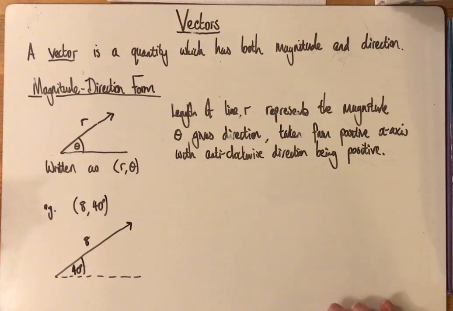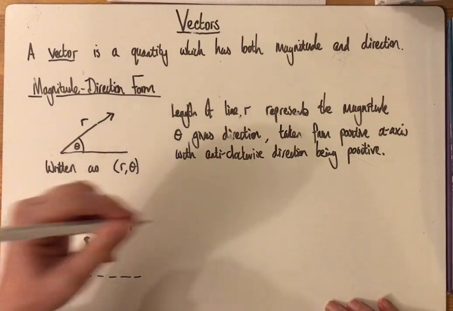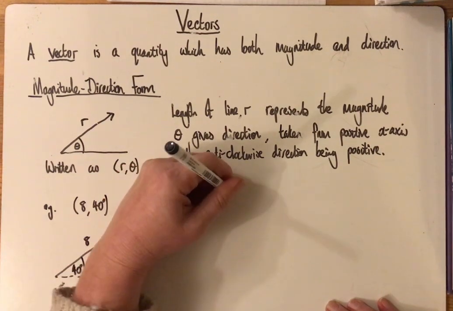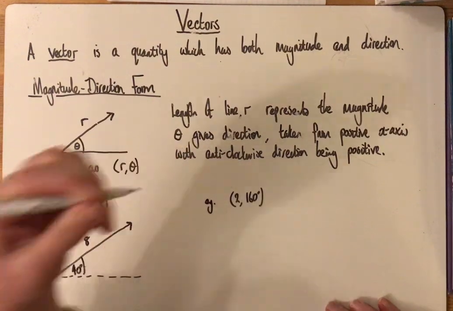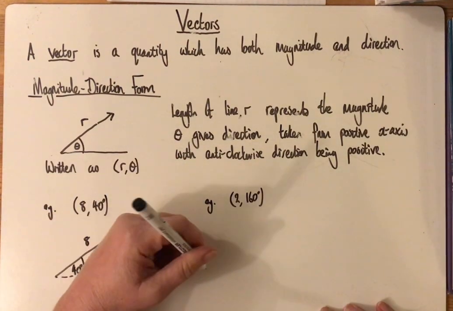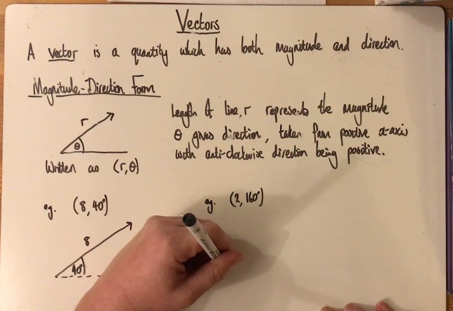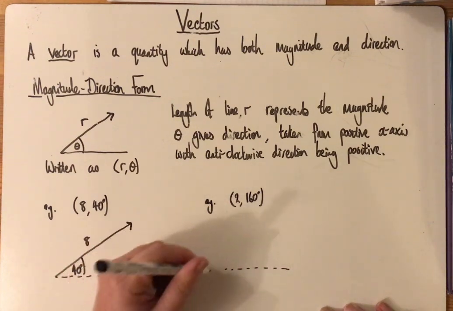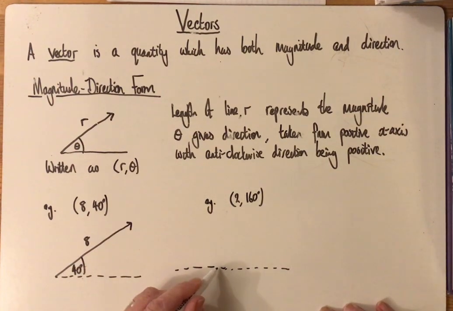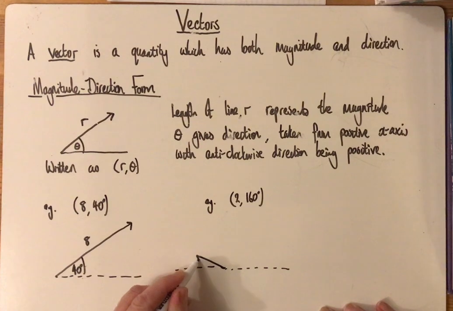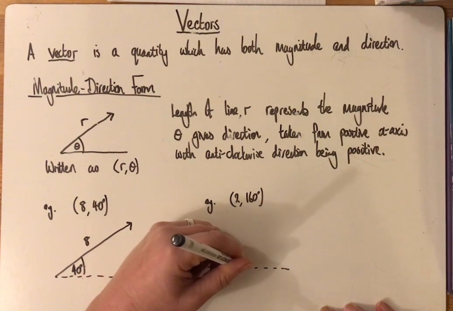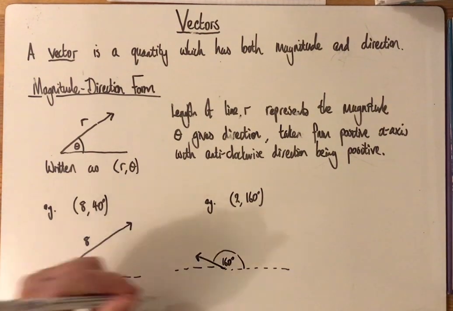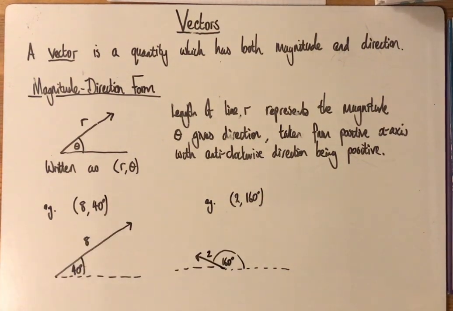If instead we had 2 and 160 degrees, then the length of the line is going to be 2, so it's going to be quite a bit shorter, and then this angle around here from the positive x-axis will be 160 degrees.